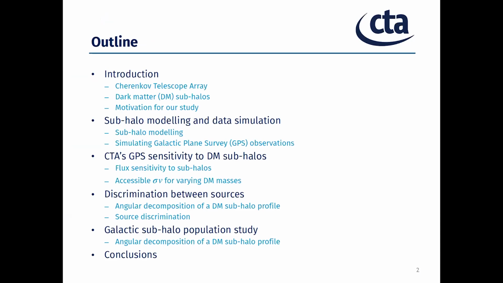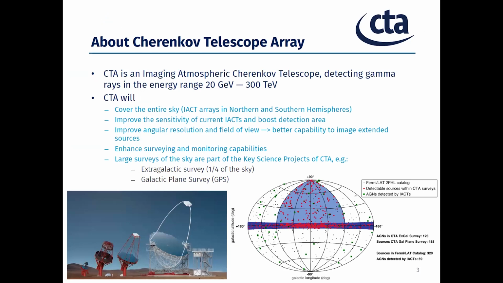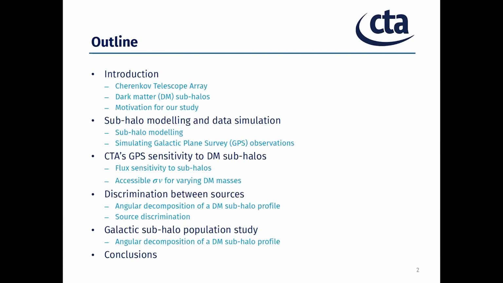For the outline of my talk, I will start with a short introduction to the Cherenkov Telescope Array. Now, probably the introduction to the dark matter subhalos is not needed, since we already heard a lot about this. And then also the motivation for the study that we did. And then we will be presenting the subhalo modeling that we use, how we simulate our data, the CTA survey that we implement for our analysis, and then the results for the sensitivity and how well we could discriminate between different sources in the gamma ray sky. And at the end, of course, also the population study that we did for the population of galactic subhalos.